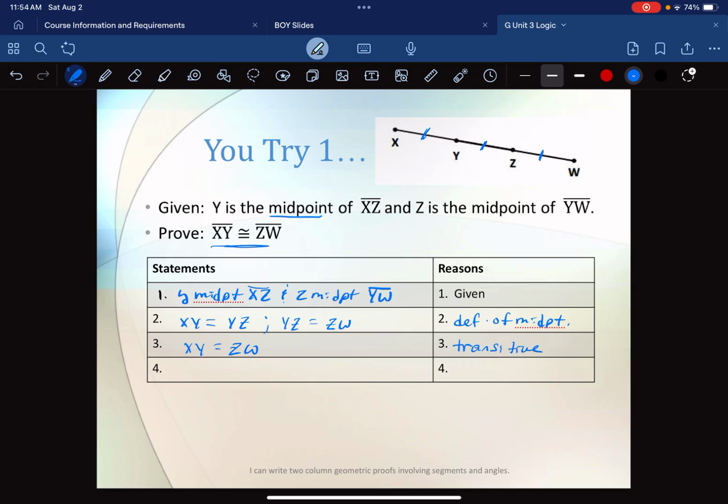Okay? And then I just need to go from equals to congruence. And so what is it that allows me to say if 2 things are equal, then they are congruent? Well, that's called the definition of congruence. Okay?